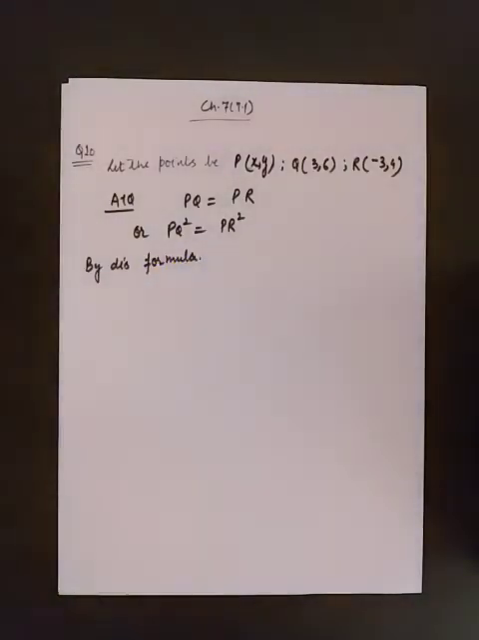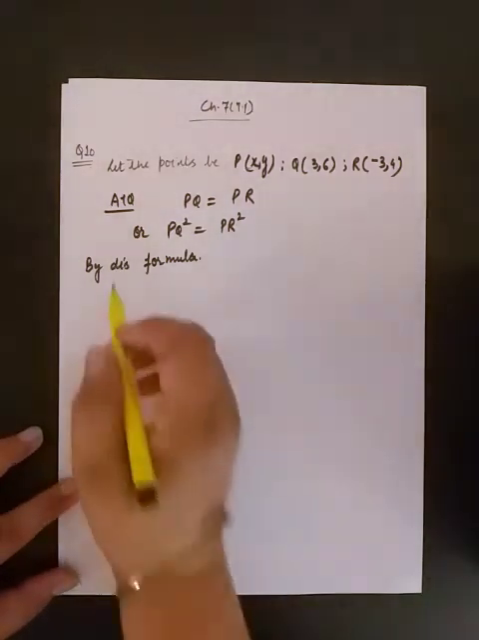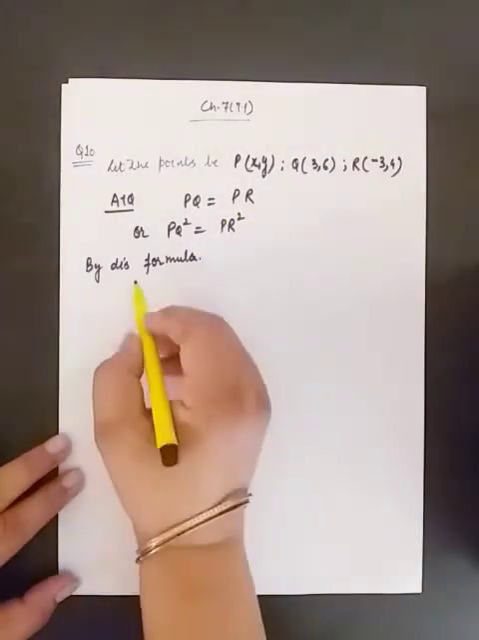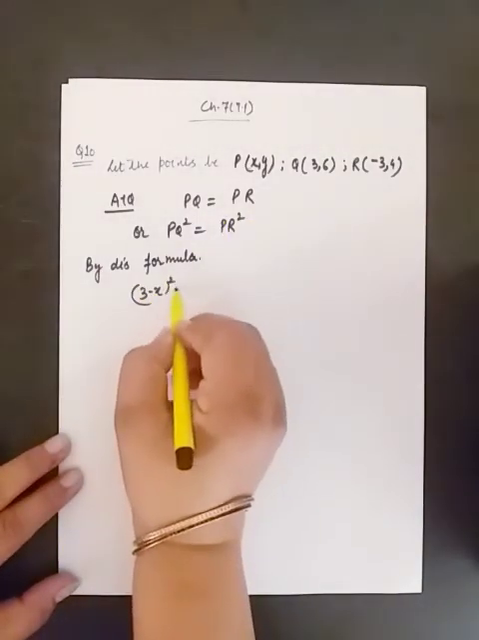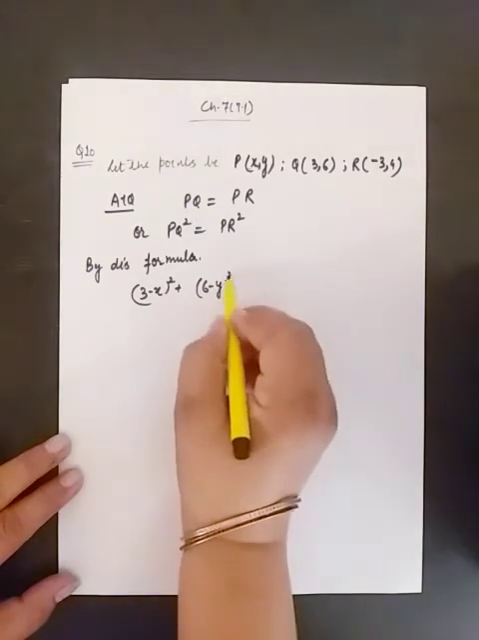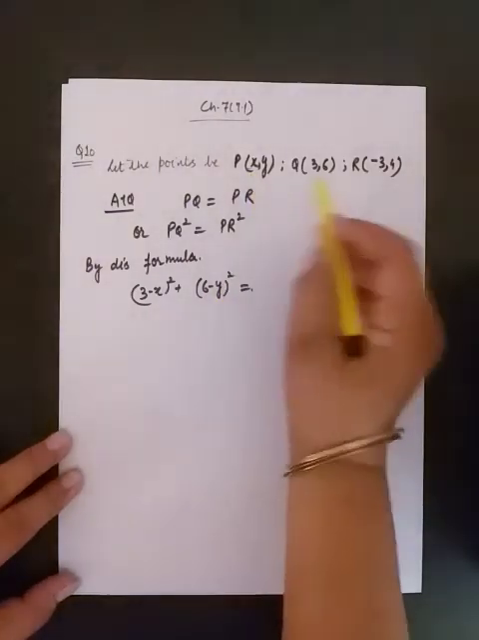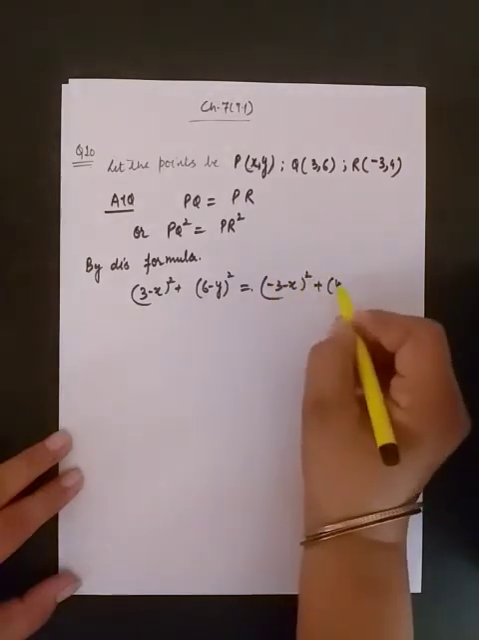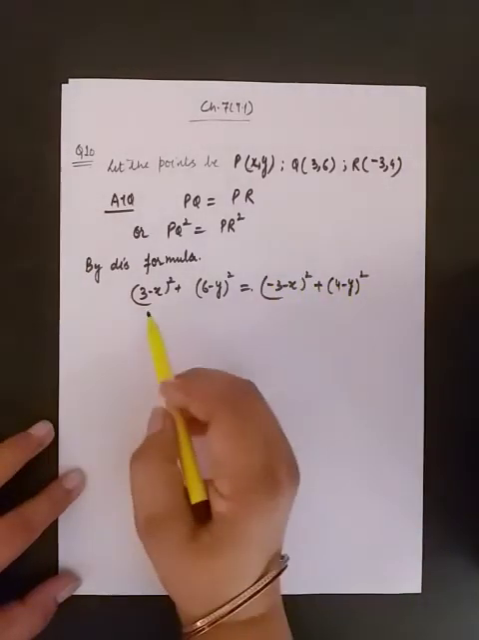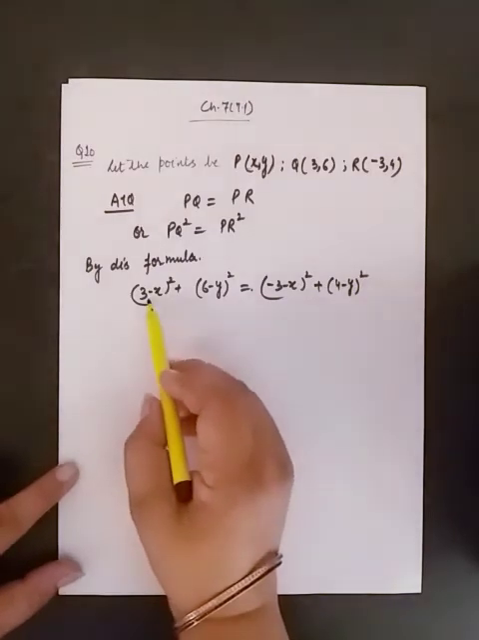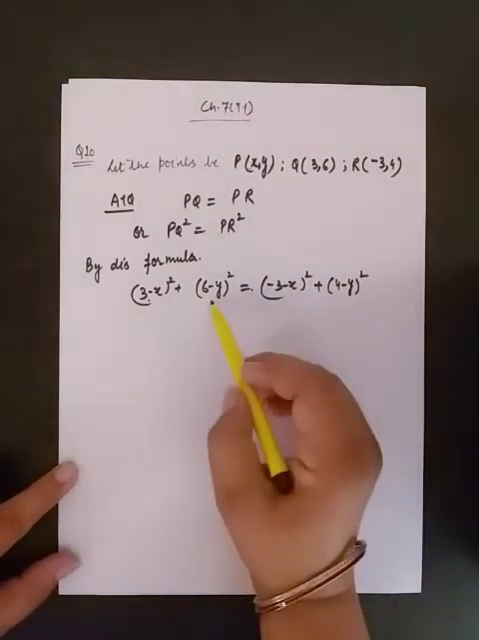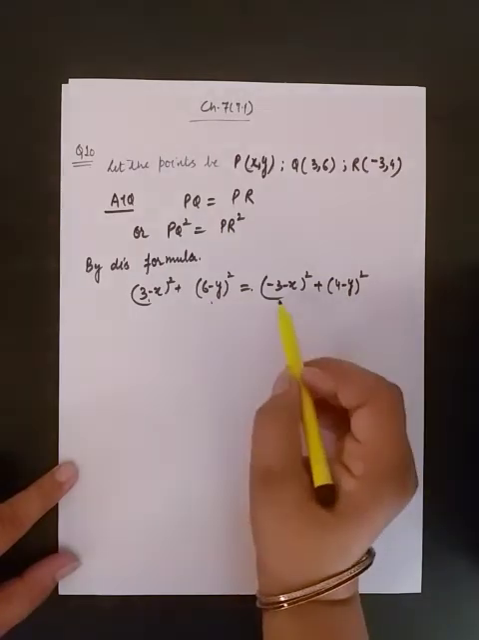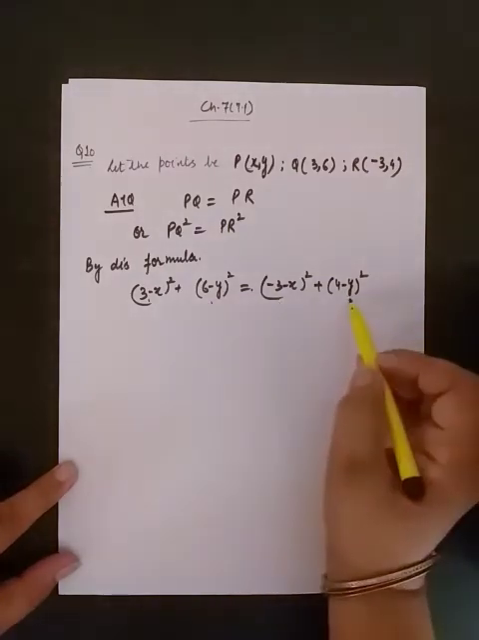So by the distance formula, when we take the square of the distances, then there is no need to put the root sign while applying the distance formula. So PQ square is 3 minus x square plus 6 minus y square, equal to PR square, minus 3 minus x square plus 4 minus y square. Now we can apply the identity a minus b whole square on the first part, the second part again a minus b whole square, on this part a plus b whole square, and this will be again a minus b whole square.